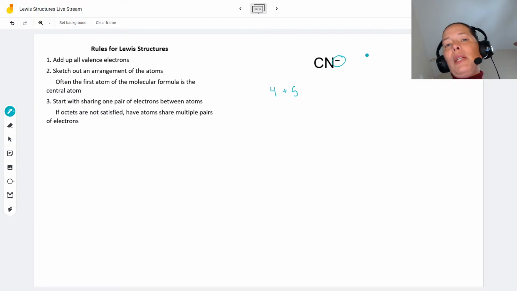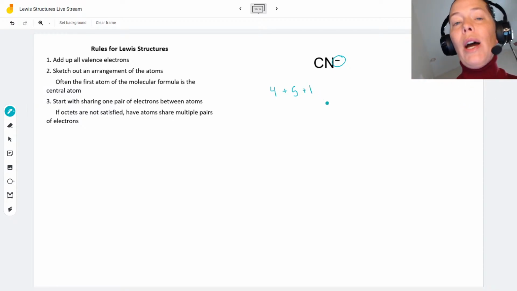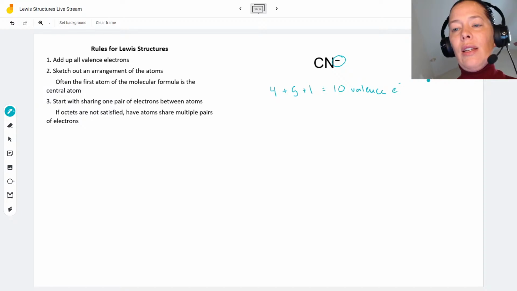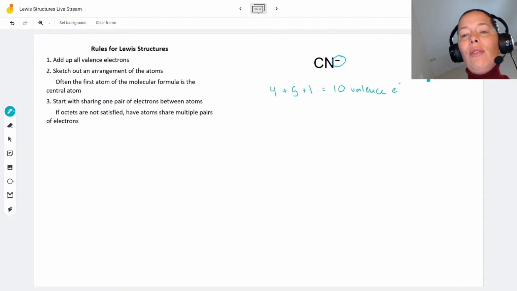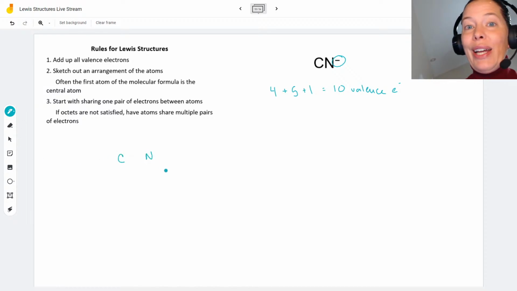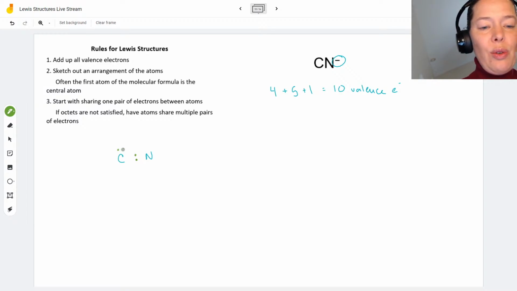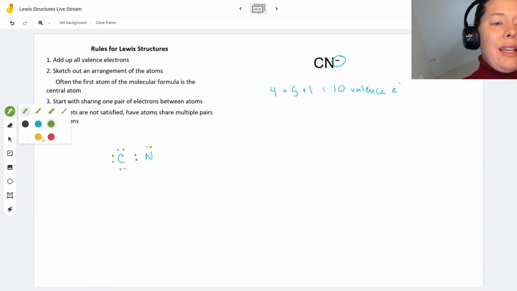So a positive charge means, of course, that you have lost an electron. A negative charge means you have gained an electron. So I am going to add 1 here. And of course, that gives me 10 valence electrons, which we have seen a couple times, so I think you know how this is going to go. We have carbon bonded to nitrogen. And just like usual, let's make them share 1 pair of electrons. So that's 2, 4, 6, 8, 10.